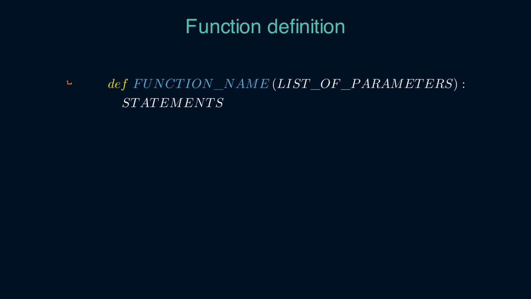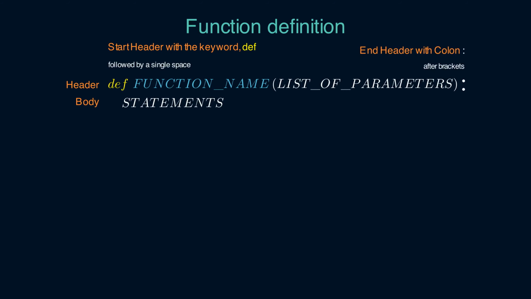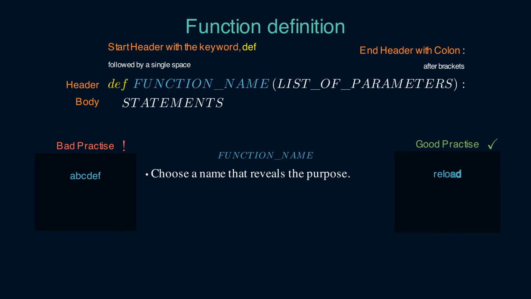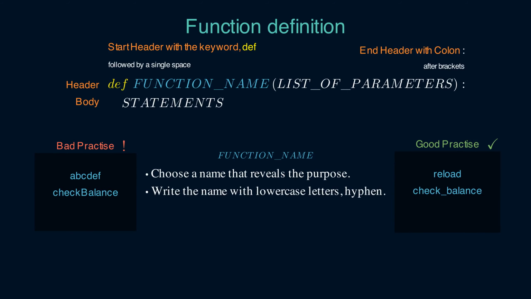The first line is the header, and the rest of the lines, the body. Header starts with the keyword def, and ends with a colon. Choose a name that aptly describes what the function does. By convention, we use small case letters and hyphens to write function names. No Python keywords as names.